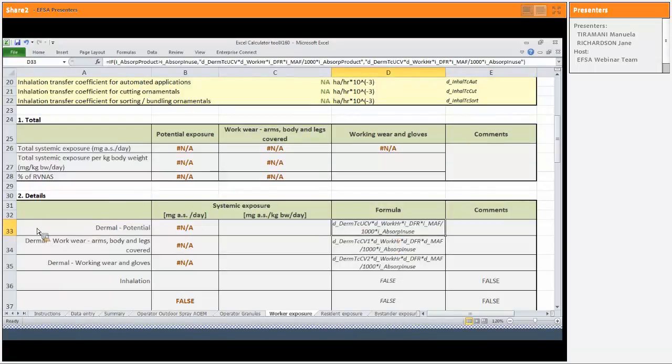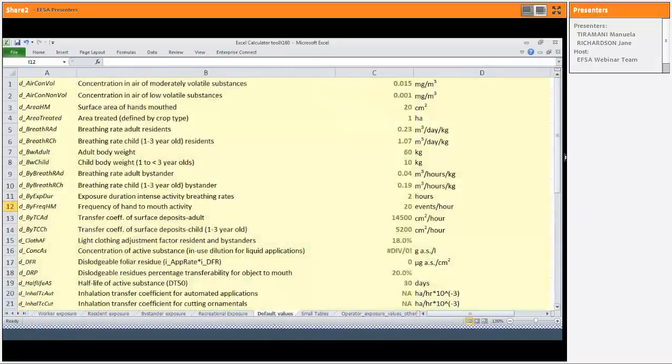And maybe, Jane, there is also a sheet where we can see the default values. Exactly. Yeah, that's very helpful for me. Let's have a look at the default values. So in the guidance document, there are actually quite a lot of default values that we use, and these are all listed here. So you can see the name of the default value as it's used in the calculator. So if this default value has been used, you will see this name in the other Excel worksheets.